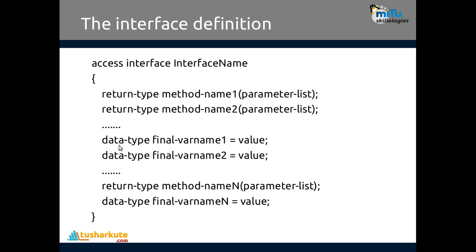Then data type, variable, and value. Any number of such methods and variables can be present. The difference is that methods in a class have definitions, but methods in an interface are without definition. They are abstract methods. Variables inside a class are called instance variables, with separate copies created for every different object. But for an interface, these variables are always final and static, meaning a separate copy is not maintained, and these values are already fixed when you declare the variables inside the interface.